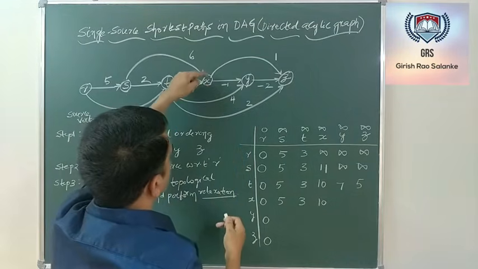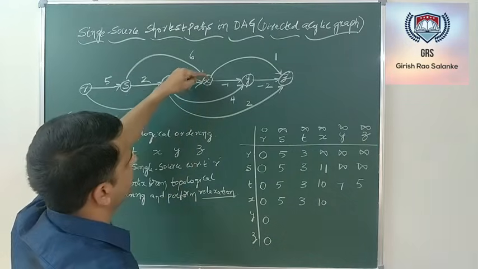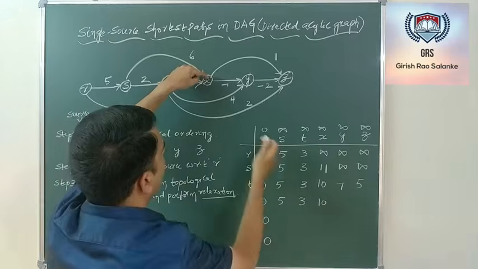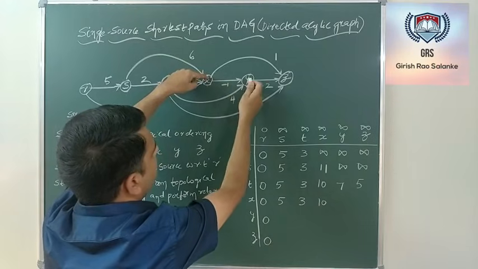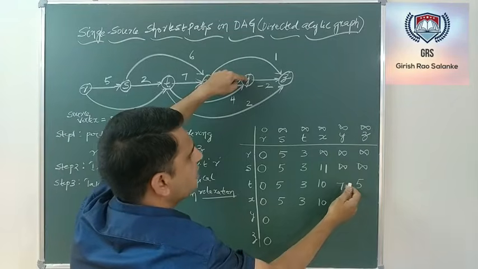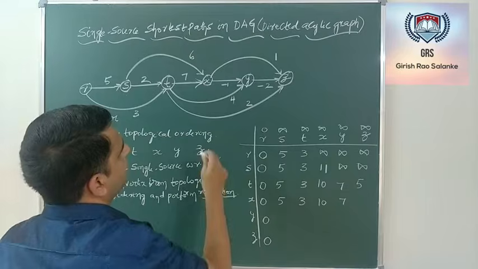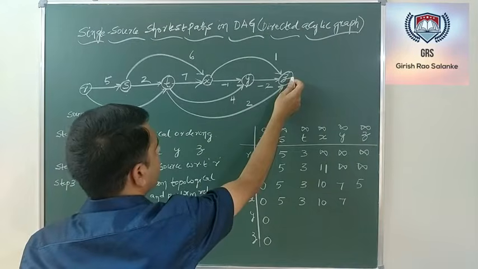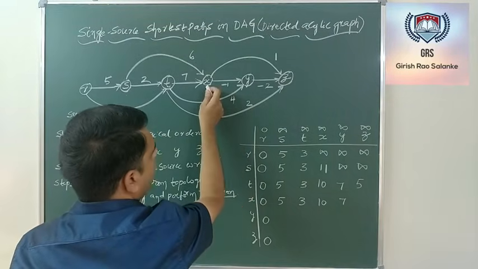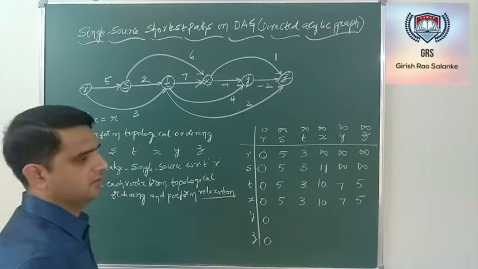Now, the shortest distance to reach X is 10. With 10 minus 1 is 9. Now, this is 9. Compare 9 and 7, which is lesser? 7 is less. Retain 7 as it is. Is there an edge from X to Z? Yes, there is an edge. X was 10. 10 plus 1, 11. 11 and 5, retain 5 as it is.